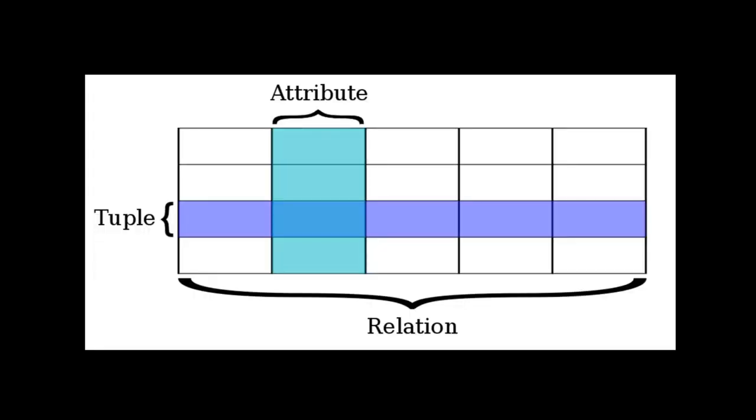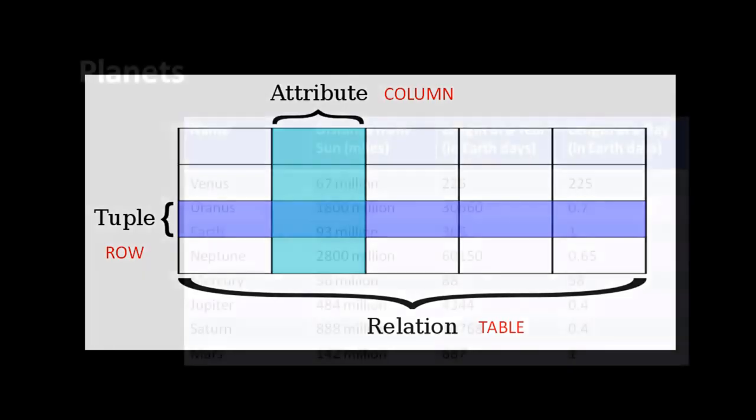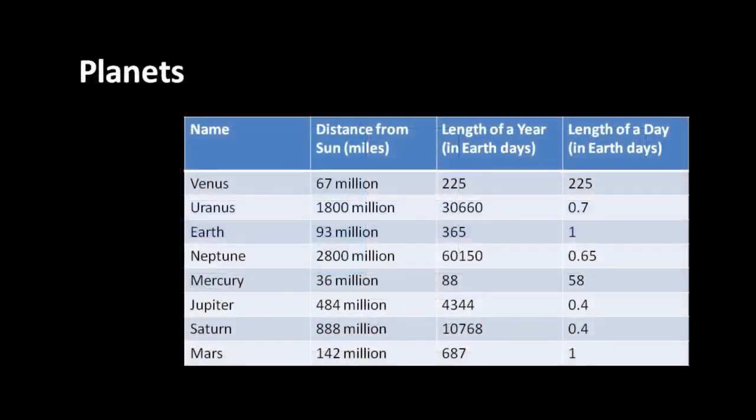To start things off, we'll look at the relational model itself. What's called a relation is composed of both tuples and attributes. In common parlance, though, we call relations tables, and tables are made up of columns and rows. What the relational model calls attributes are the columns, and what it calls tuples are the rows. So here is an example relation, an example table. It's a table with data about planets, so we'll call it our planets table.